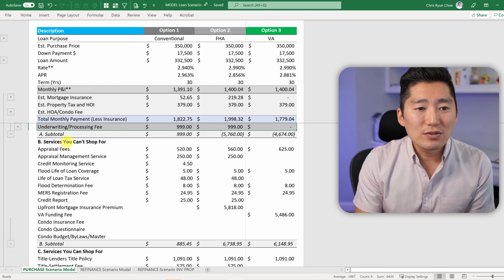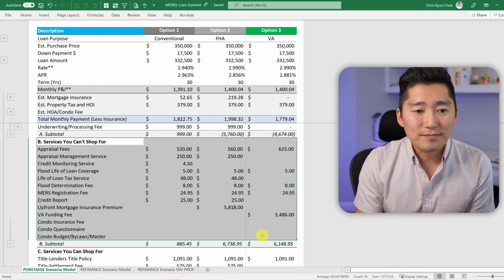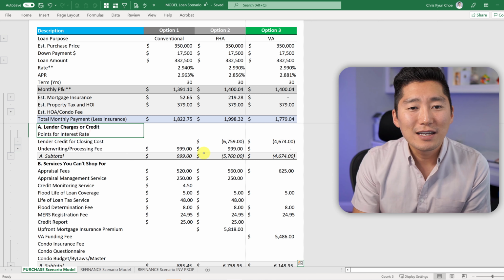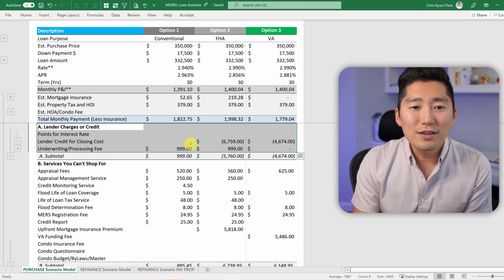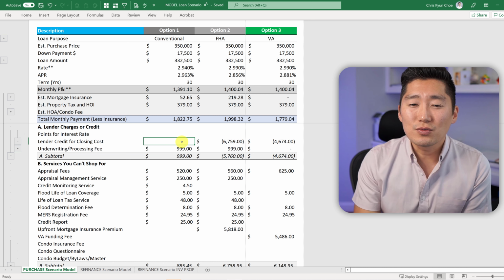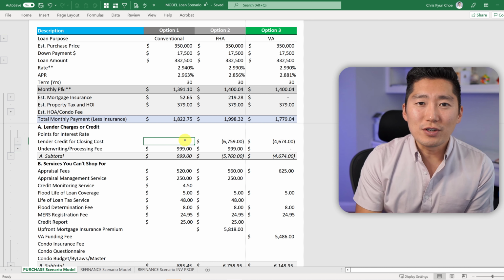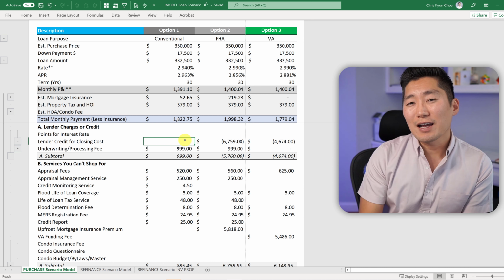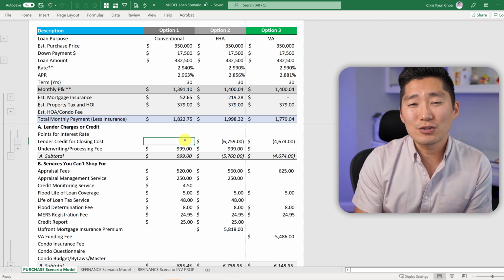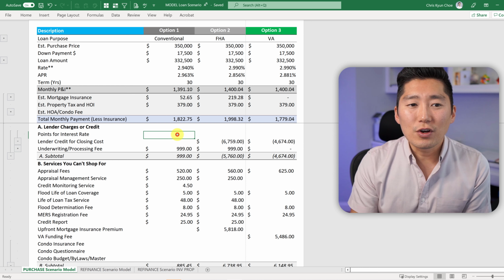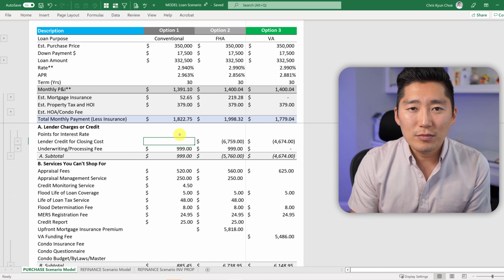Now, when we go to section B, oh, and sorry, going back up to section A, one thing that a lot of loan officers will do is try to see what you're interested in. Are you interested in getting a lot of cash back, or a super low rate? Depending on that, they're going to play around with either charging points or giving you a lender credit.